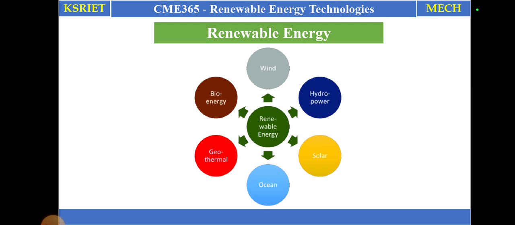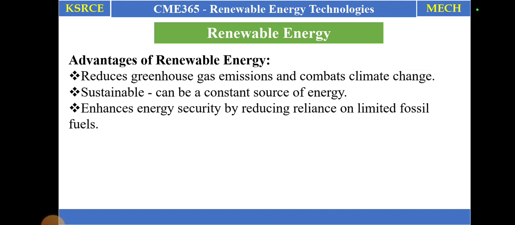Next, bioenergy. It is another important renewable energy source which covers a wide spectrum of energy activities, from direct production of heat through combustion of fuel, wood, and other biomass residues, to generating electricity and the production of gases, liquid fuels, and chemicals. Advantages of renewable energy: it reduces greenhouse gas emissions and combats climate change. It can be a constant source of energy and enhances energy security by reducing reliance on the limited fossil fuels.